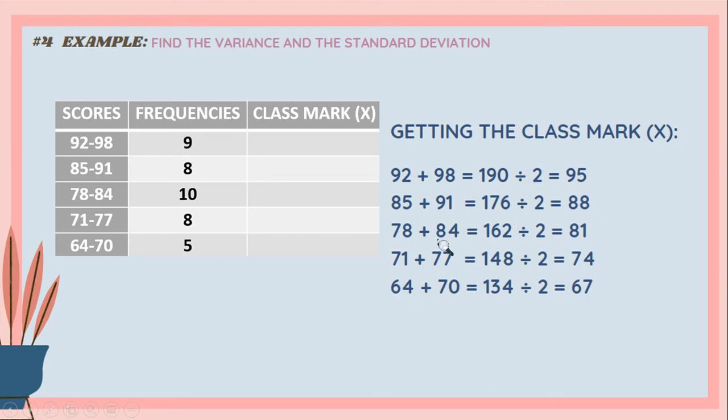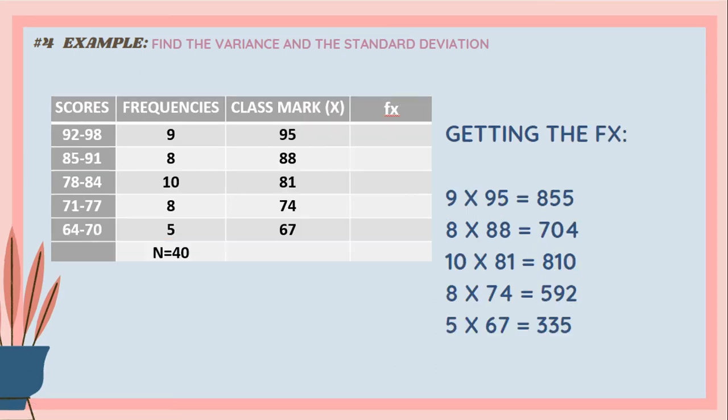And then 78 plus 84 is equals to 162 divided by 2 is equals to 81. And then 71 plus 77 is equals to 148 divided by 2 is equals to 74. And then the last one, 64 plus 70 is equals to 134 divided by 2 is equals to 67. And then we are now going to solve for the fx by multiplying the frequencies and the class mark.